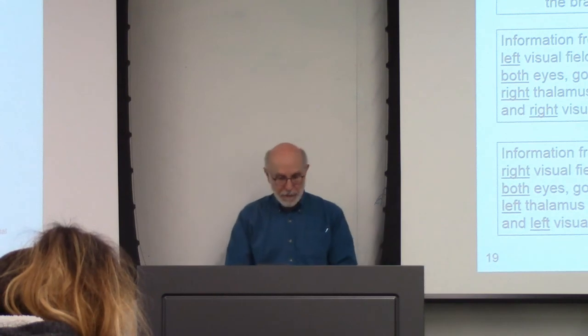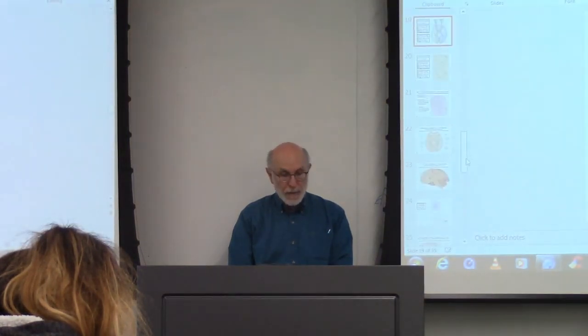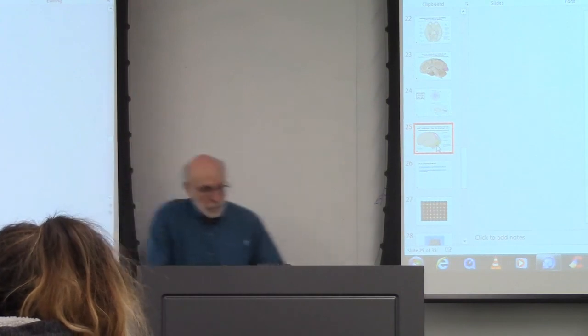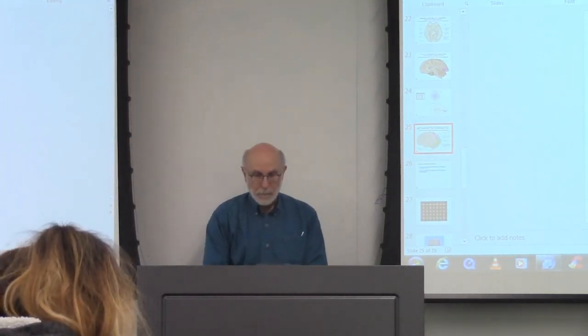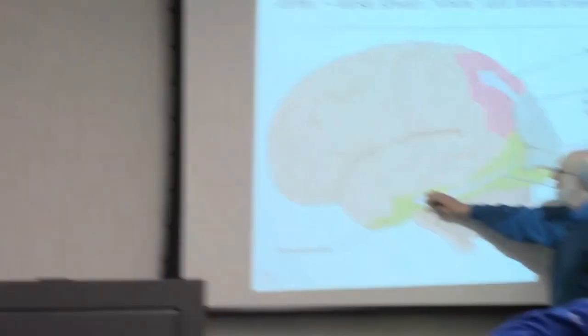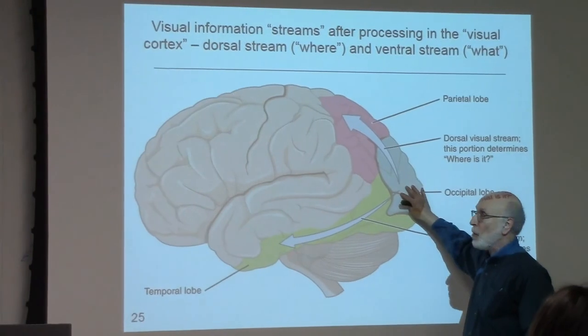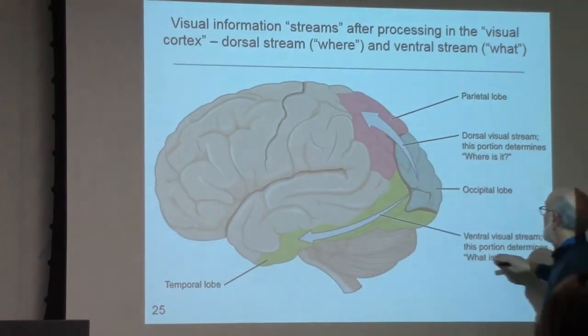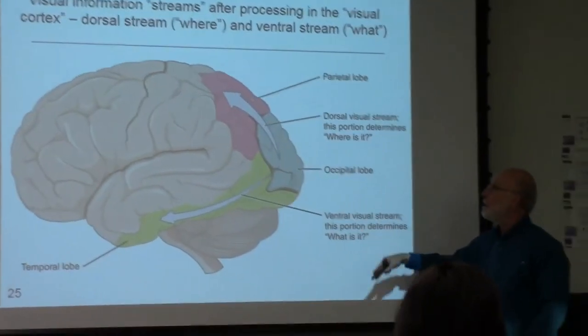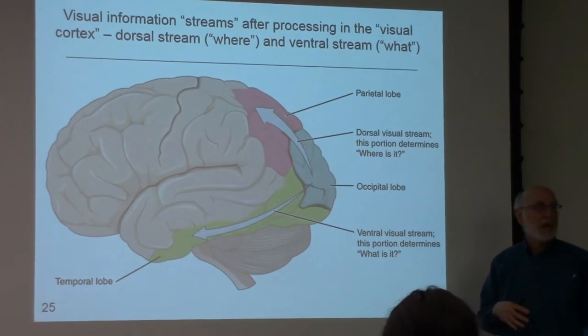I: the ventral stream of information carries information about what an object is. That's a true statement. The ventral stream projects from the occipital lobe, the primary visual cortex, into the temporal lobe, and that carries information about what it is. So this was the figure that you had to have in your mind to answer that question.